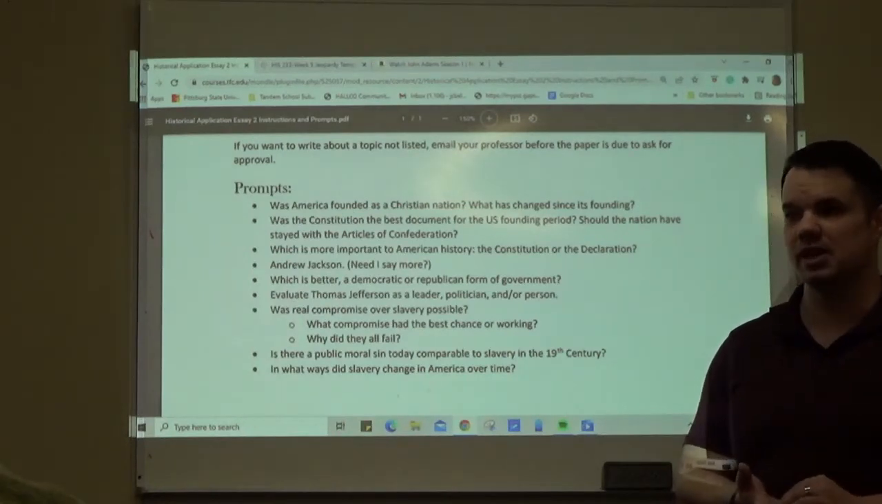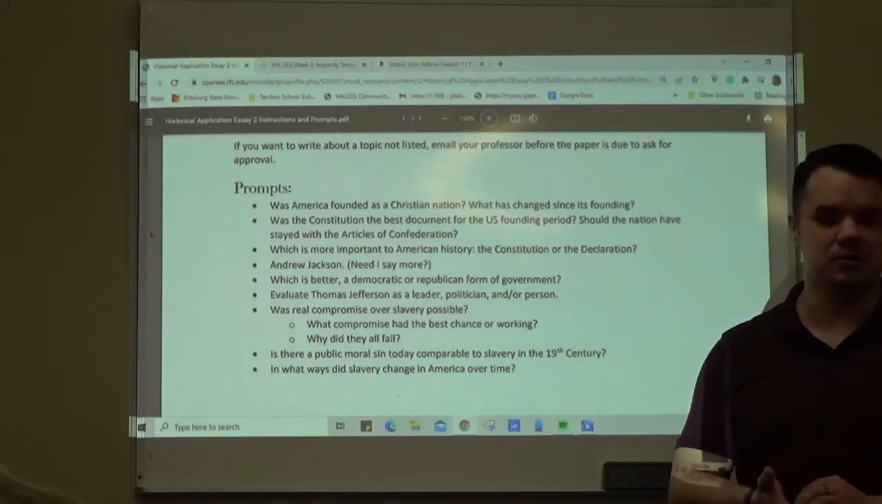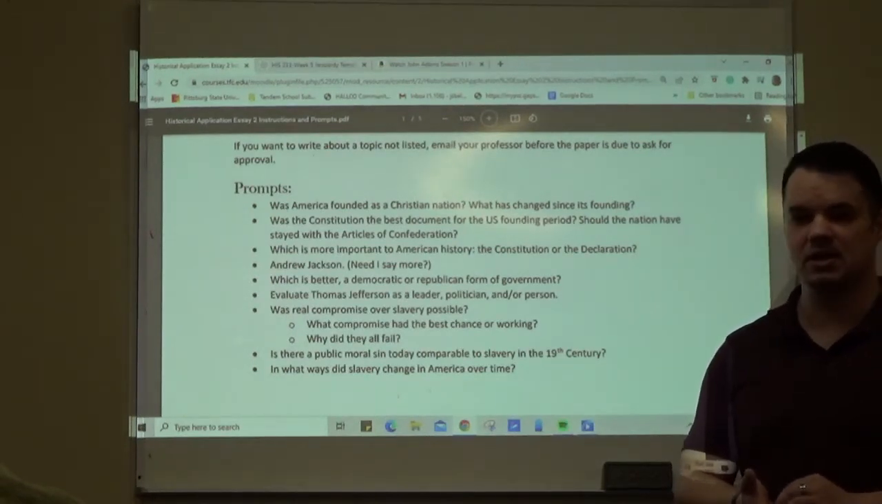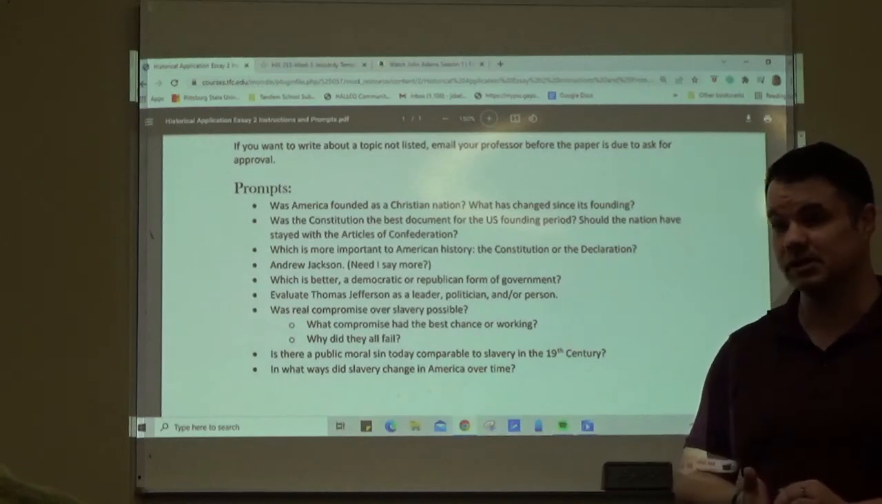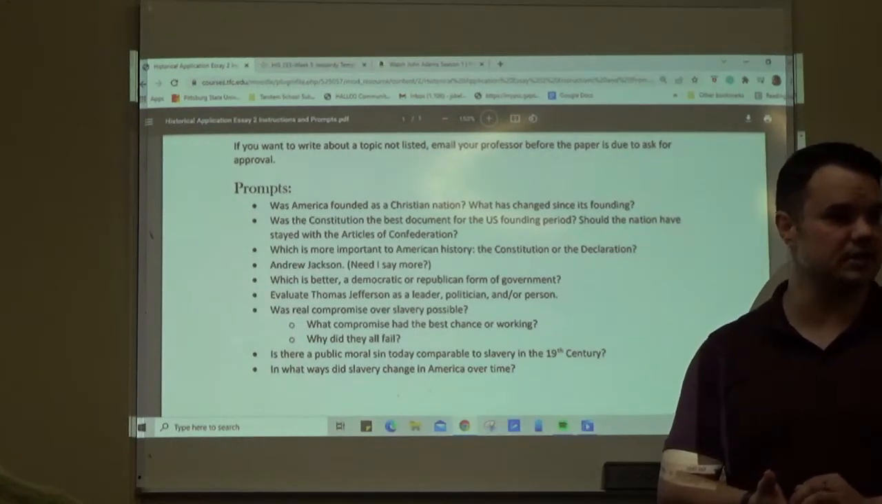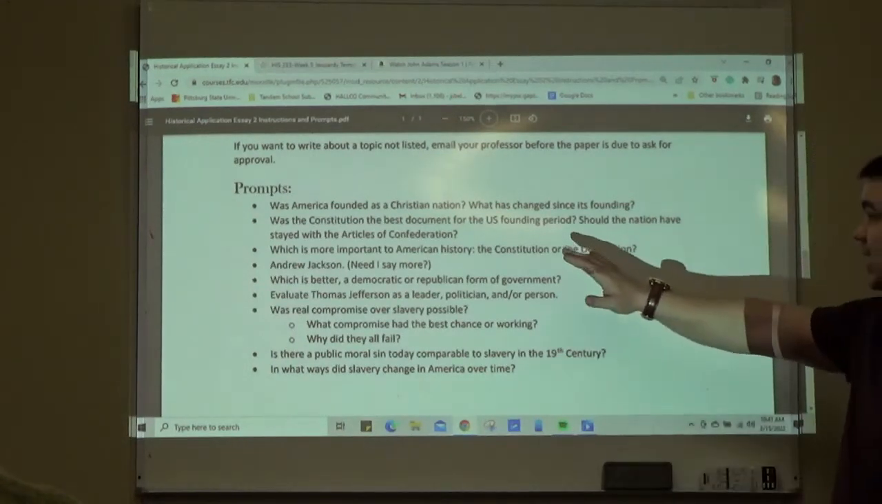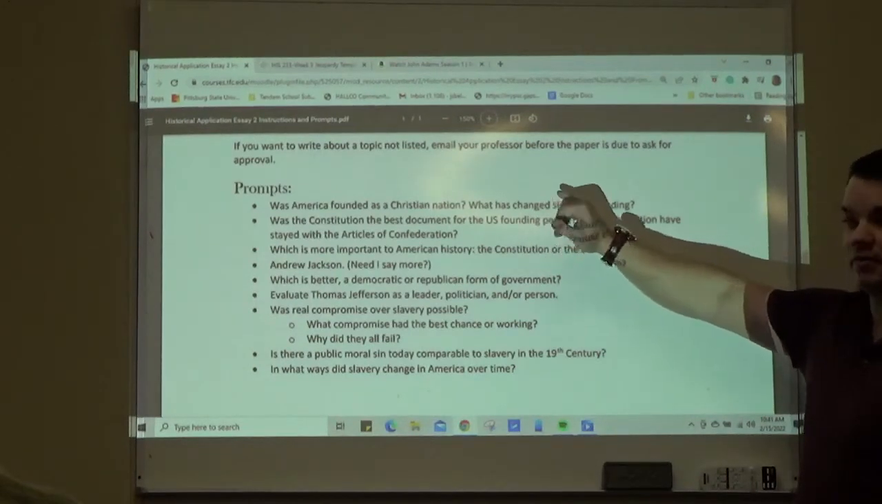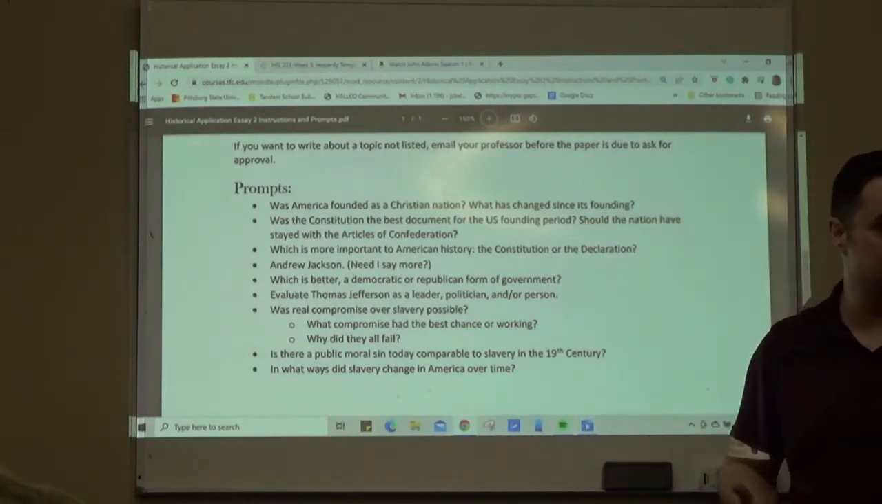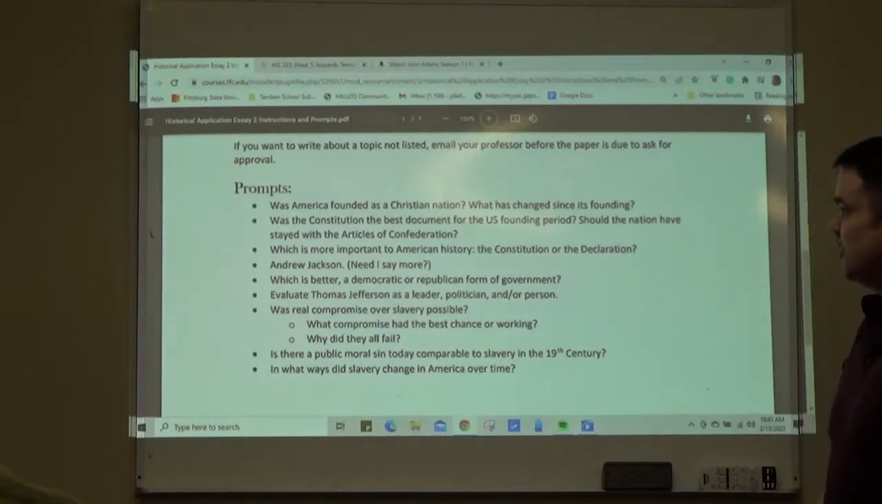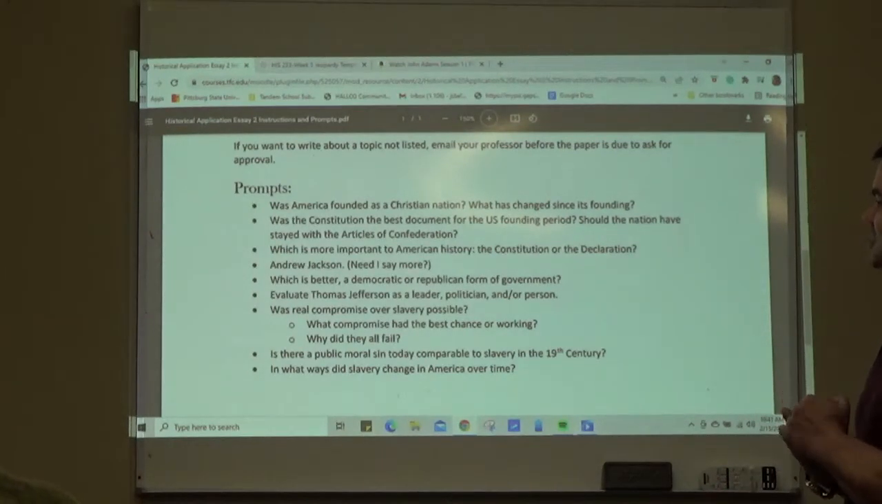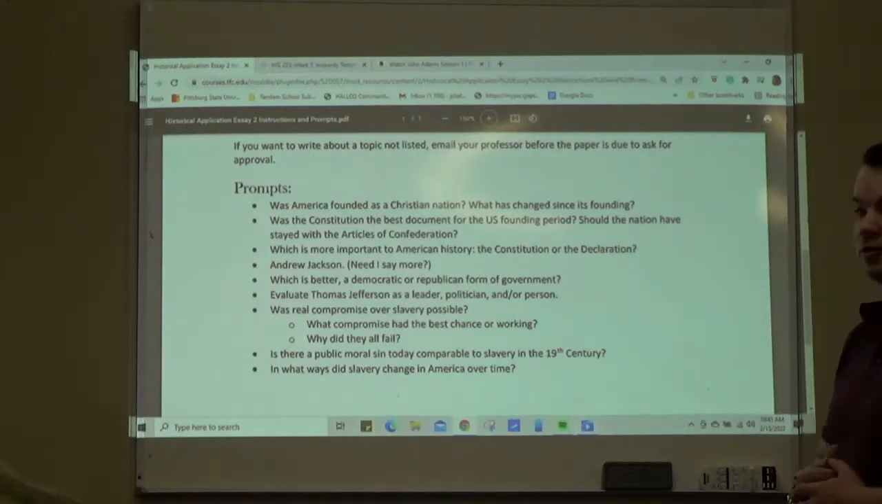Really, two of the eras that changed it were the 1920s and 1960s. You saw some major radical movements that altered and shifted the balance of religion as a role in our society. So that's another thing to consider. So if you want to cover this and cover some modern period stuff, you can do that, provided you have sources for it. All right, so was the Constitution the best document for the U.S. founding period?